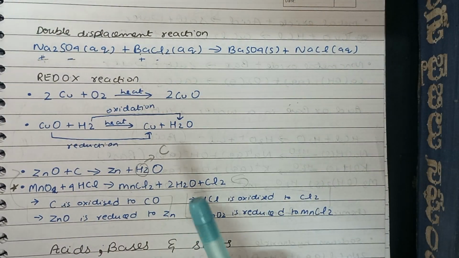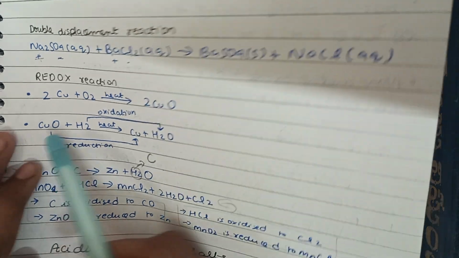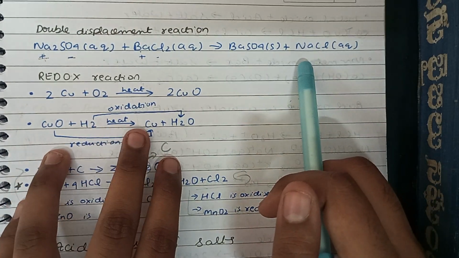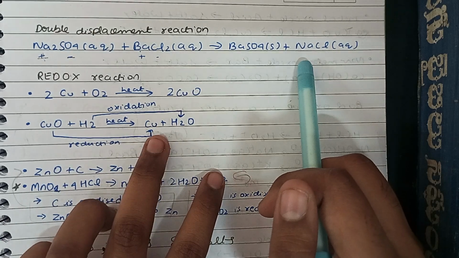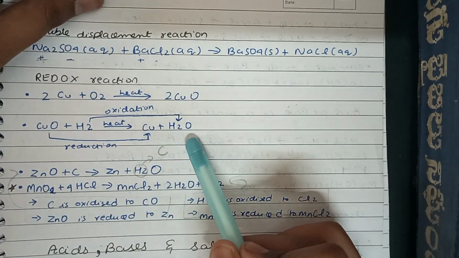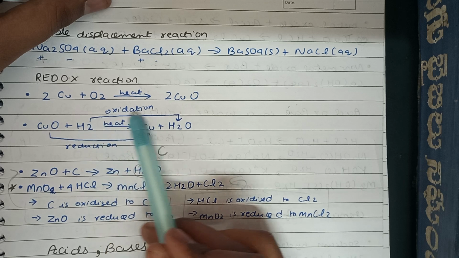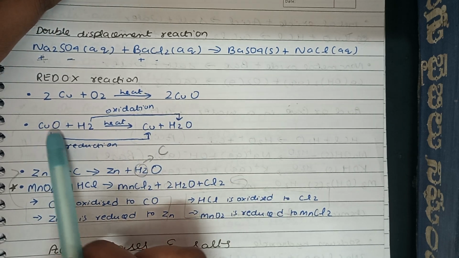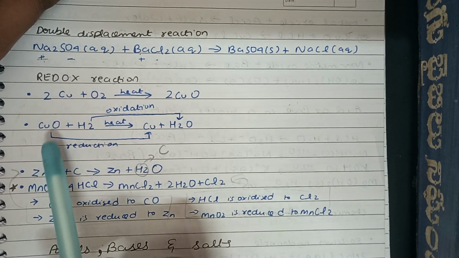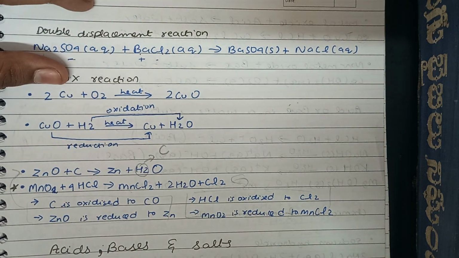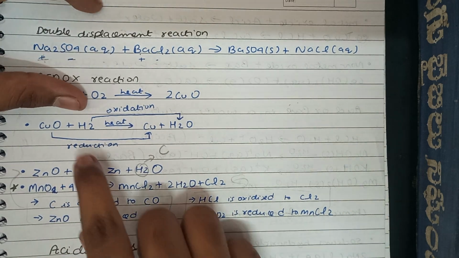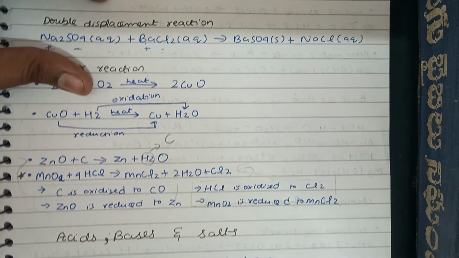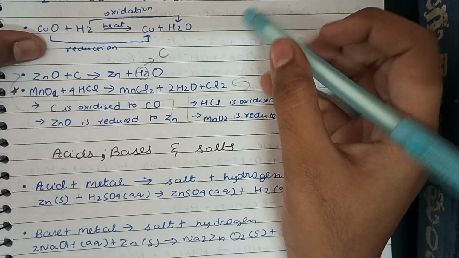Now let's see a complete equation. Now when copper oxide reacts with hydrogen, in the presence of heat, it will be forming copper plus H2O. Now here hydrogen is getting oxidized, whereas the copper oxide is getting reduced to copper. So here we can see how one element is getting oxidized whereas one compound is getting reduced. Now let us see more reactions like this.